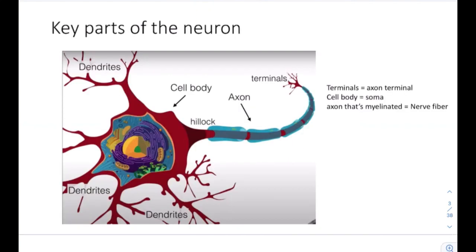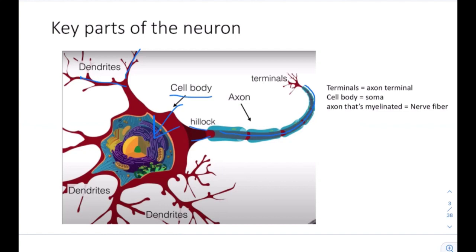Okay, so let's talk about some key parts of the neuron. First of all, we have the dendrites, which receive input from other neurons. We have the cell body of the neuron, because remember, the neuron is basically a cell, so it has a lot of components of normal cells. So we have the dendrites, the cell body. We have something called the hillock over here. And then we have the axon. The axon sends output to other neurons.